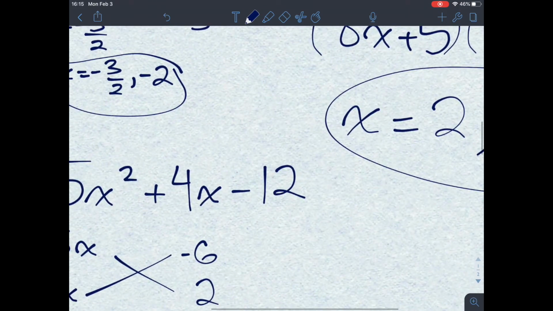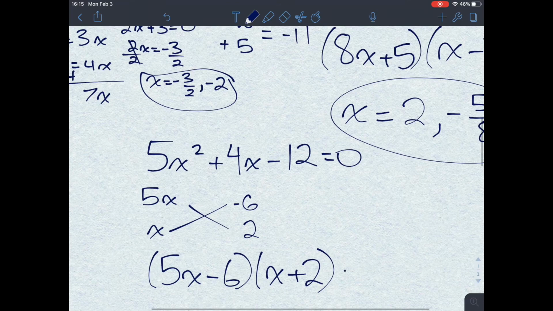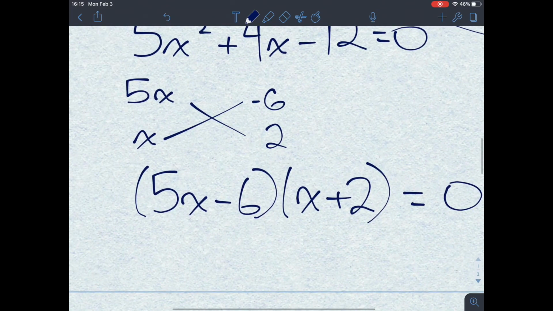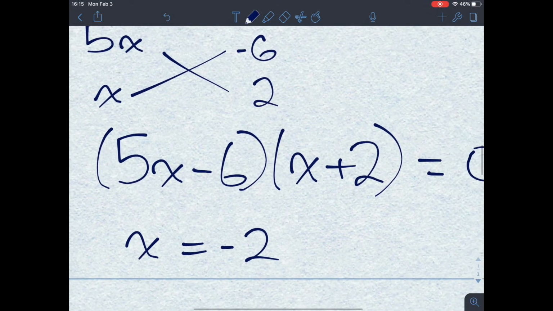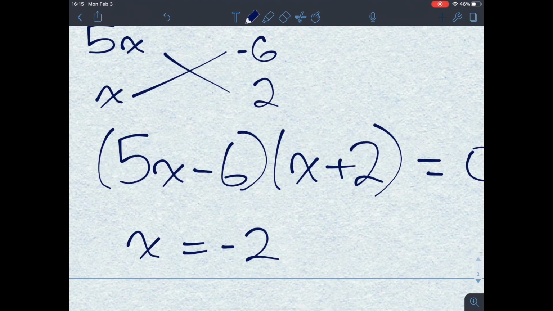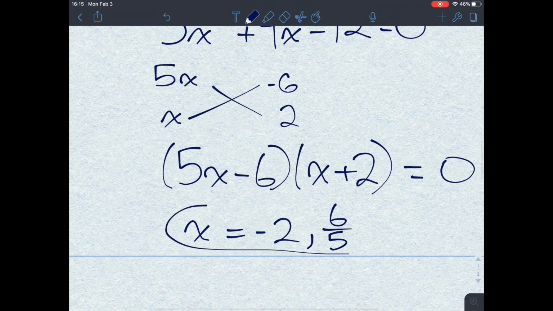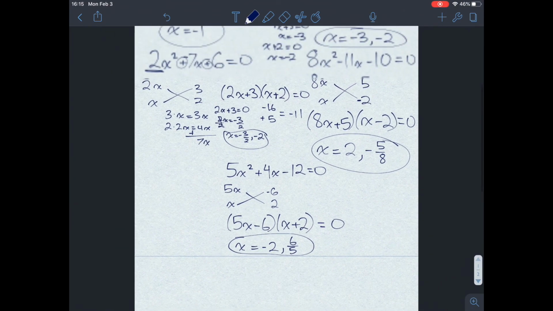And the last one, when we add this equals 0, add this equals 0, we will see that x is equal to negative 2, because when you subtract 2, you'll get negative 2. And here, you have to add 6, because negative 6 plus 6 is 0. And then 6 divided by 5 would be 6/5. And that's the answer. So there you have it.